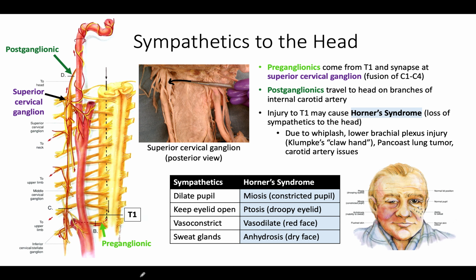So remember, anything injuring T1, we're having this Horner syndrome. So what's Horner syndrome? It is a condition where we have miosis, ptosis, vasodilation, and anhidrosis. So those are pretty big words. What does that mean? So we're basically knocking out the sympathetics. Our sympathetics dilate our pupil, but we can't do that anymore, so the pupil's constricted.